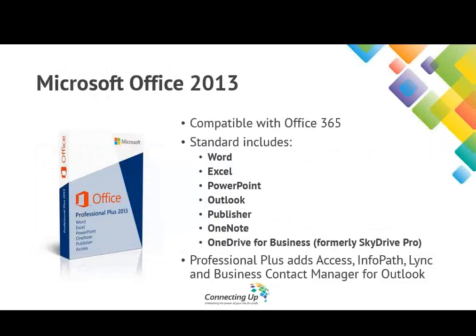The standard version of Office includes enough tools for most people. Word, Excel, PowerPoint, Outlook, Publisher, OneNote, and OneDrive for Business. That's more than enough for most organizations, but if you need Access in particular, which seems to be the most popular reason, Professional Plus is available, and that adds Access, InfoPath, Lync, and Business Contact Manager for Outlook. So both versions are available through the donations program. Just order the version that suits what you need.